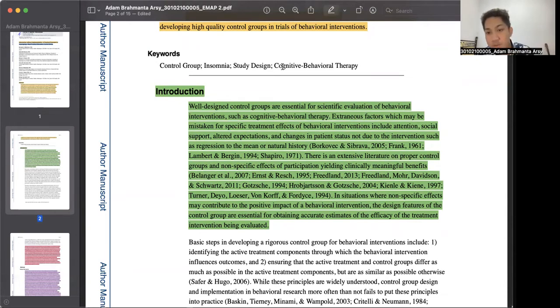There is an extensive literature on control groups and on specific effects of participation yielding clinically meaningful benefits. In situations where non-specific effects might contribute to the positive impact of behavioral interventions, the design features of the control group are essential for obtaining accurate estimates of the efficacy of the treatment interventions being evaluated.